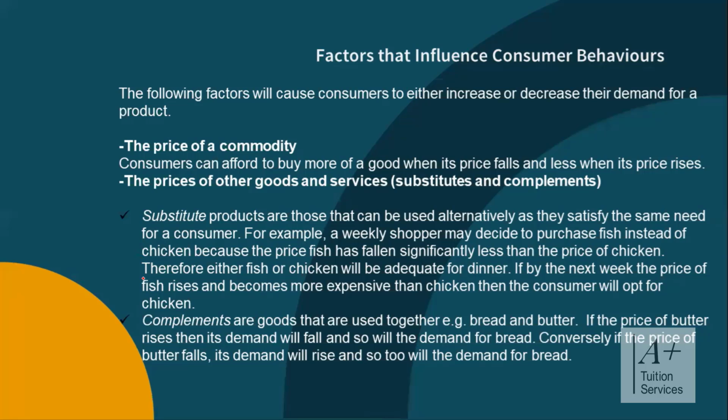We have another example here. For example, a weekly shopper may decide to purchase fish instead of chicken because the price of fish has fallen significantly less than the price of the chicken. Therefore, fish or chicken will be adequate for dinner. If by the next week the price of fish rises and becomes more expensive than the chicken, the consumer will opt for chicken. So we always look at the substitute pricing, right?